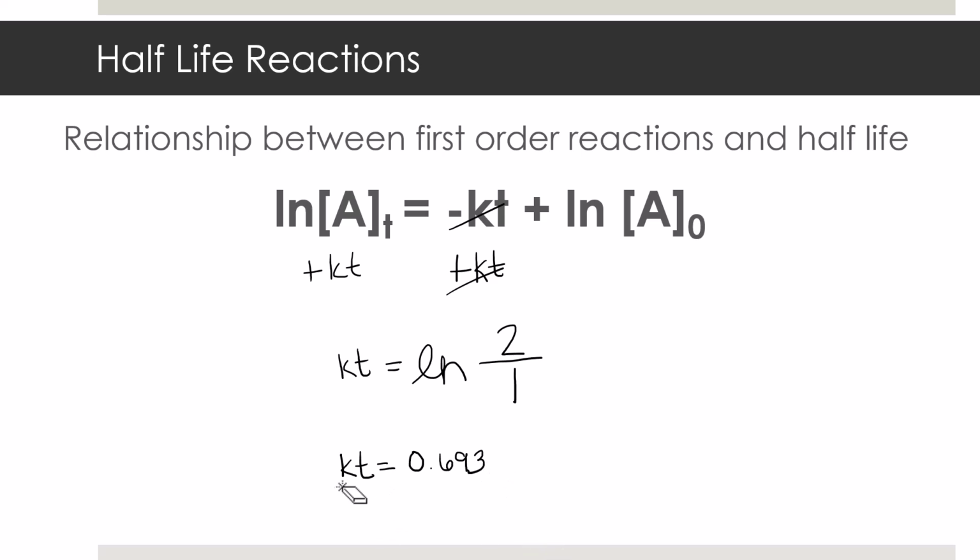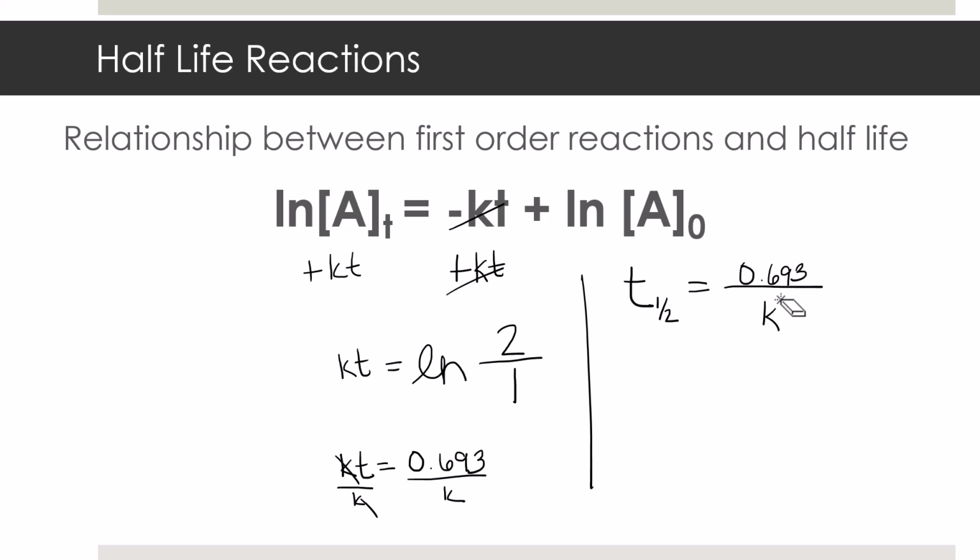One more algebraic rearrangement. So I'm going to divide by k, cancel, and now I have an equation. The time of a half-life, that's what that subscript means, for a first order reaction will always be 0.693 divided by k. Given that I know k, I could determine what the half-life is for that particular reactant. Or if I know the half-life for that reactant, I could solve for k.